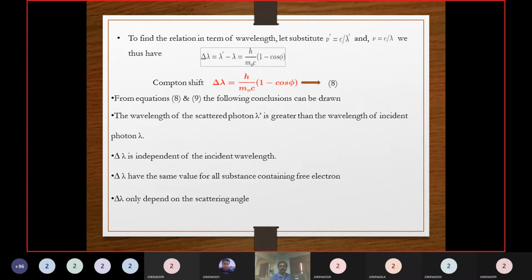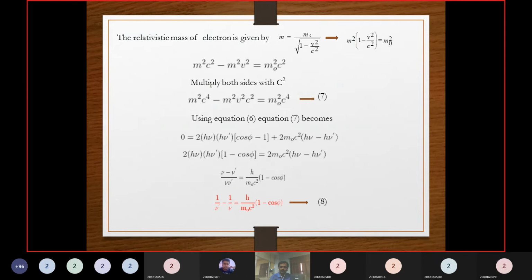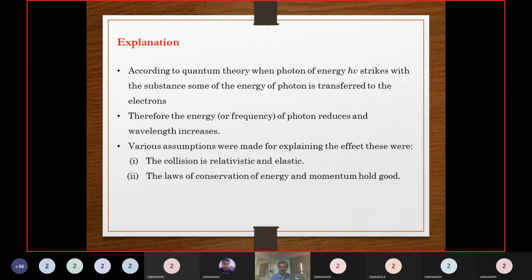The shift will be highest when phi is equal to 180. So phi equal to 180 means it behaves like this. See here.